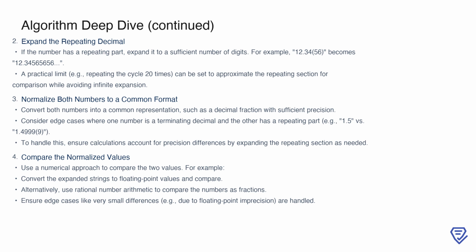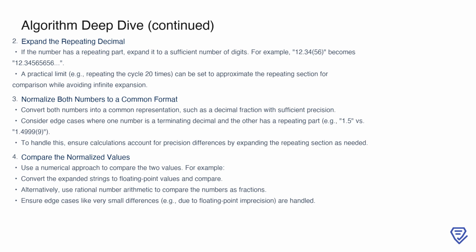This involves converting them to a decimal fraction with enough precision to ensure an accurate comparison. One of the key challenges here is handling cases where one number is a terminating decimal, like 1.5, and the other has a repeating portion, like 1.49999. By expanding the repeating section and aligning their precision, we ensure that these numbers are represented consistently for comparison. Finally, we compare the normalized values.